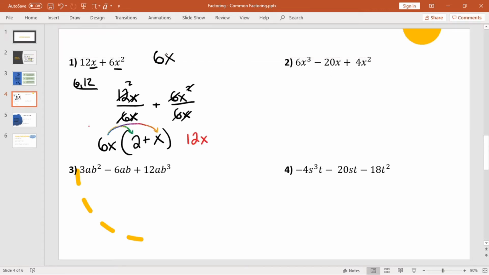6x times 2, 12x. 6x times x plus 6x squared. So that is the correct answer.